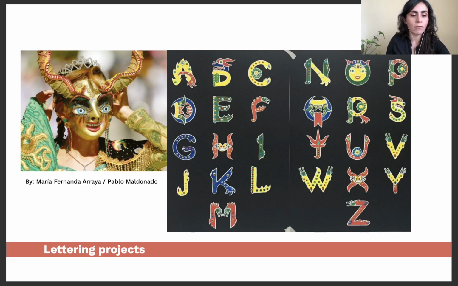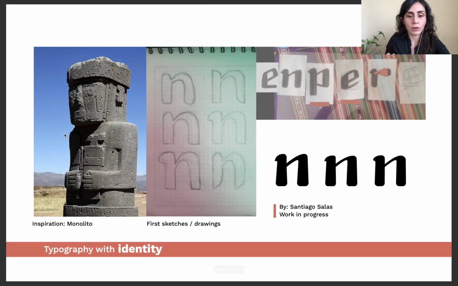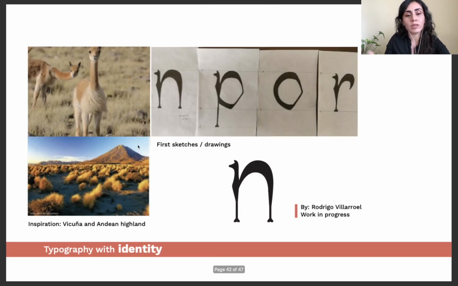This is an example of a couple of students that worked on this lettering project from the Morenada dance from here. Most of these projects are, of course, still in progress, but they will give you an idea of what we are trying to achieve. This is a work of Santiago Salas. He's working inspired by the shapes of the Monolito, a Tiahuanaco sculpture. So we start with a mood board of national references, whether it's architecture, biodiversity, or any cultural aspect, of course, and also vernacular signs. We want to revalue the expressive charge existing in those Bolivian signs.